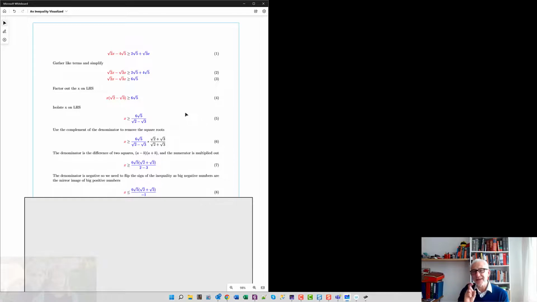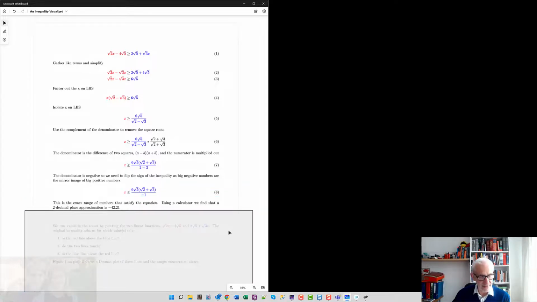And when we've got a negative number, remember what we need to do now is flip the sign of the inequality, because what was a big set of positive numbers now becomes a big set of negative numbers. So the whole idea has flipped itself round. We'll see that when we take a look at the visualization that I prepared. So you can see here that I flipped the sign of the inequality.